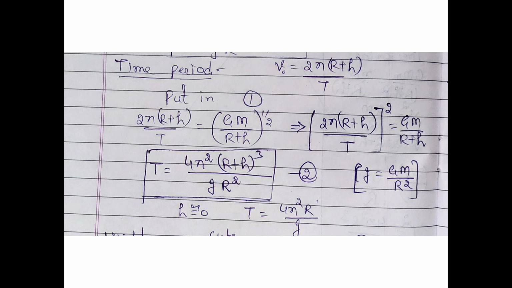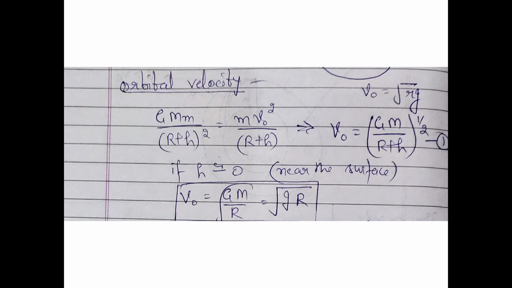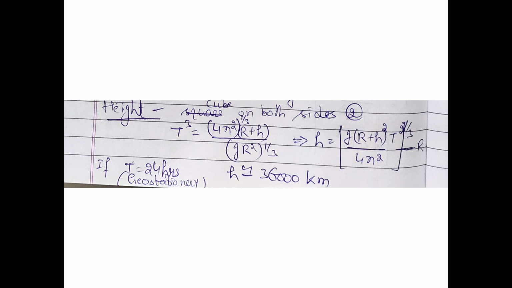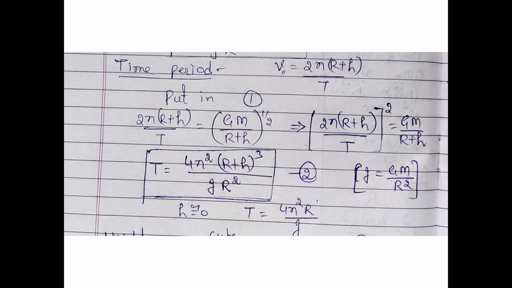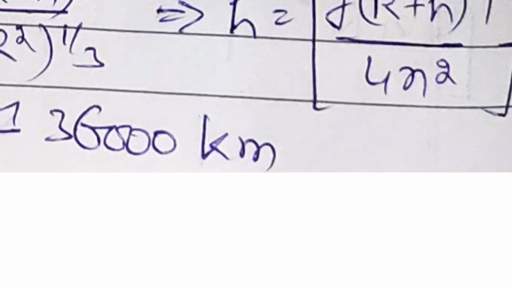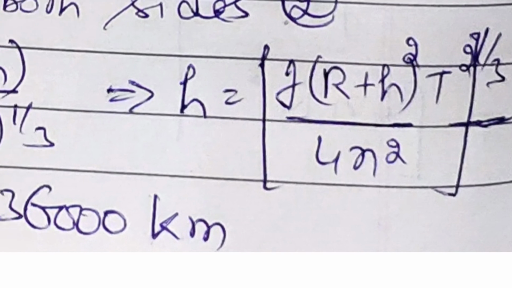For calculating the time period, use the formula v is equal to distance upon time. Distance is what? Distance is the circumference 2 pi (R plus h), and time period T. So you can calculate the value of time period. You use the value of v naught, root of GM upon R plus h, put here, you will get the value of T, and that is this relation. And similarly, by rearranging the terms in this equation, you can get the value of h from this relation, and this will be the value of h by rearranging the terms.